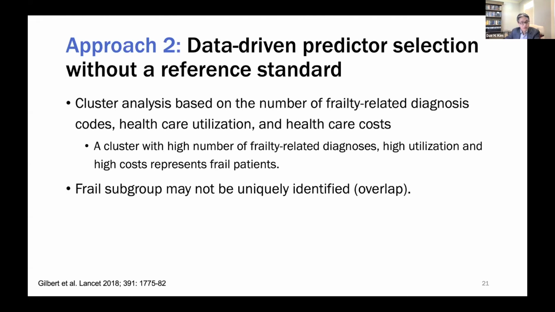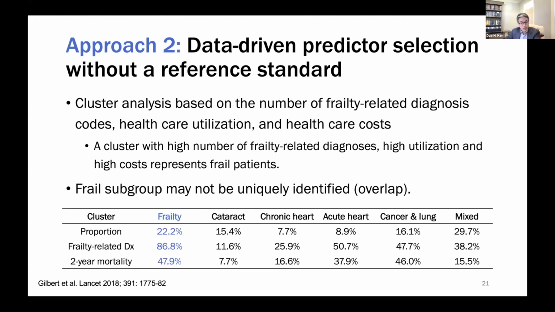In the work by Dr. Gilbert et al., 6 clusters were identified as shown in this table. There was one cluster identified as frailty cluster with high representation of frailty-related diagnosis and high 2-year mortality. But it is possible that acute heart disease cluster and cancer and lung disease cluster may also have included some good proportion of frail patients.